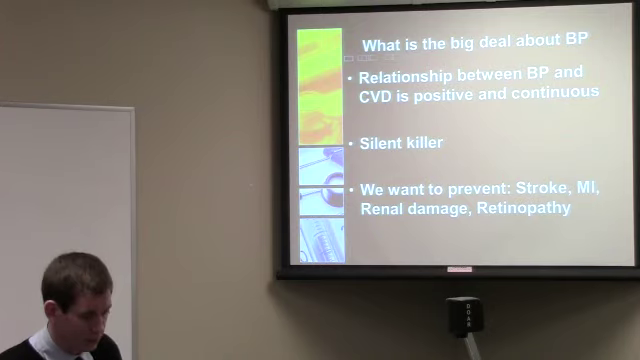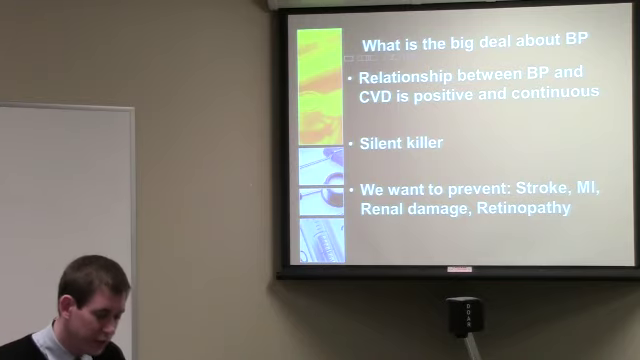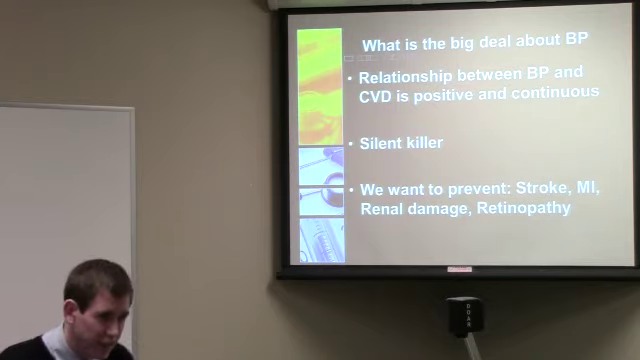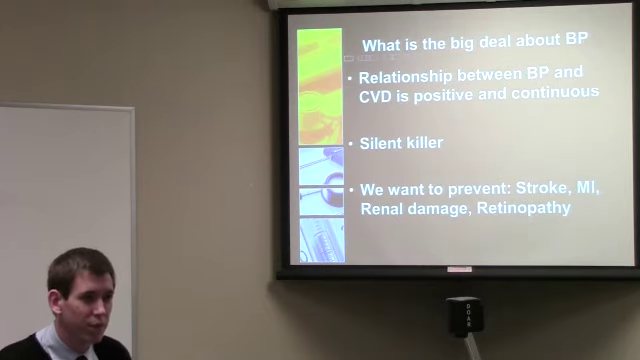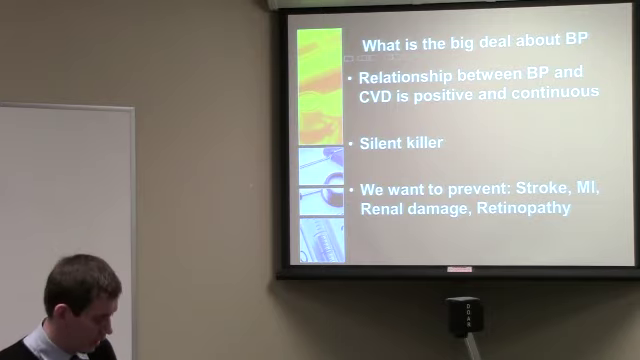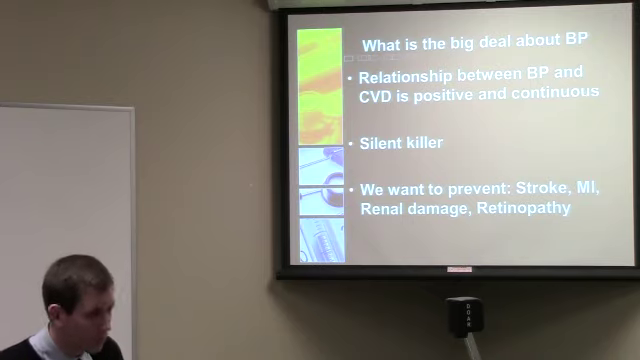It's known as the silent killer. If you have a cold or some type of respiratory infection, you've got a fever, you're coughing, you feel bad, lethargic, you feel sick. With high blood pressure, you don't have a fever, you're not coughing. Most of the time, you don't even know you have it. And we want to prevent many things. Some of the things we want to prevent: strokes, MIs, renal damage, retinopathy.